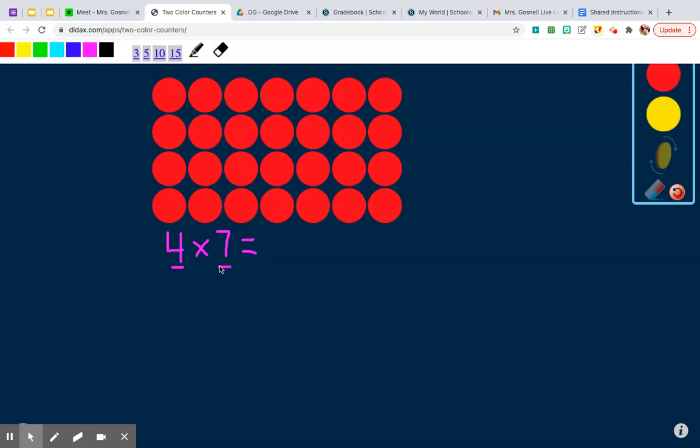Notice the number 7 here. The job of this factor is to tell us how many are in each group, okay? The first factor tells us how many groups we have or how many rows. The second factor tells us how many are in each group. In this case, columns can help us determine that since they are all equal. 1, 2, 3, 4, 5, 6, 7. So we have 7 columns. That's why that 7 is here. This 7 is represented by the 7 columns.